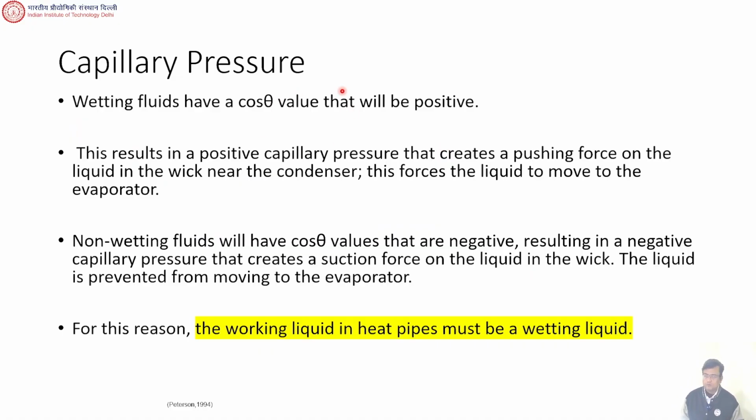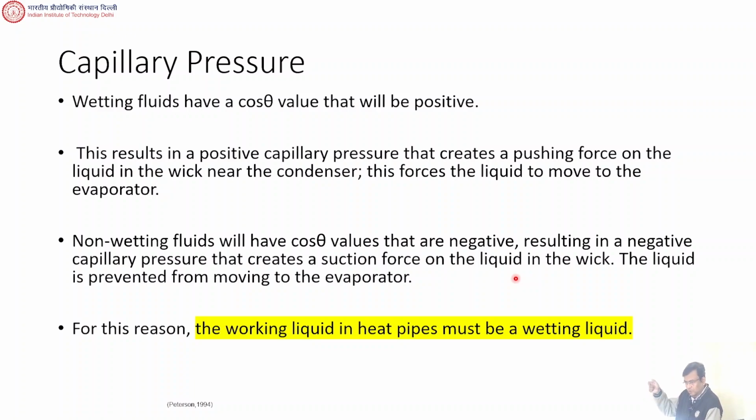So wetting fluids will have cos theta value that will be positive because theta is less than 90 degrees. So cos theta is positive, and this results in positive capillary pressure that moves the liquid. And non-wetting fluids will have cos theta values that are negative because theta is more than 90 degrees. And this results in negative capillary pressure that creates a suction force on the wick. The liquid will then be prevented from moving to the evaporator.